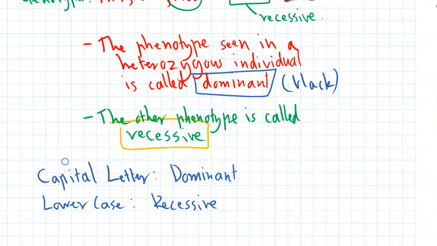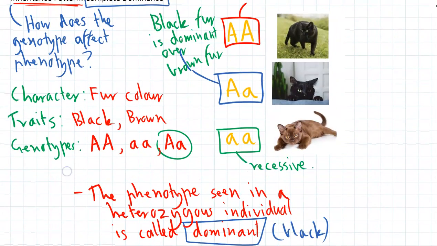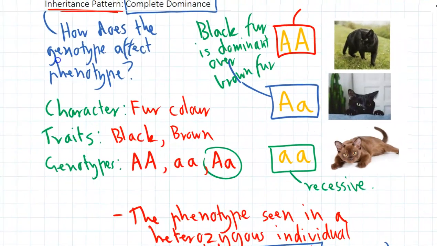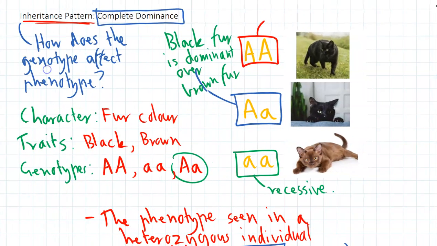All right. So this is the most common way that alleles interact. For most of the genes we'll be learning about, we're following complete dominance, where one of the phenotypes is dominant over the other phenotype, which is recessive.